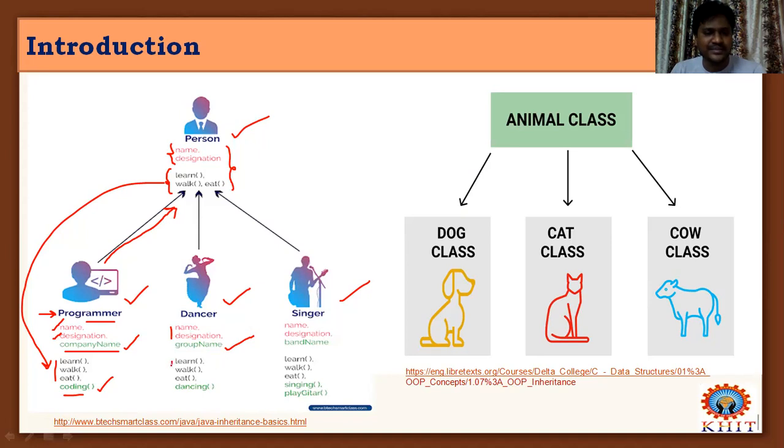And these are the methods extending from the parent class, nothing but a superclass. Additionally, it has one more type of method, particularly its own method for this Dancer class, nothing but a dancing operation. Consider that as a dancing method.